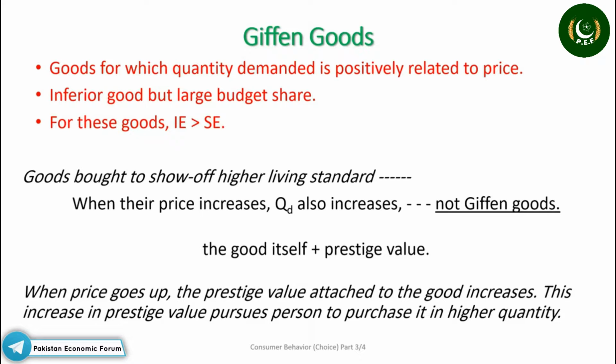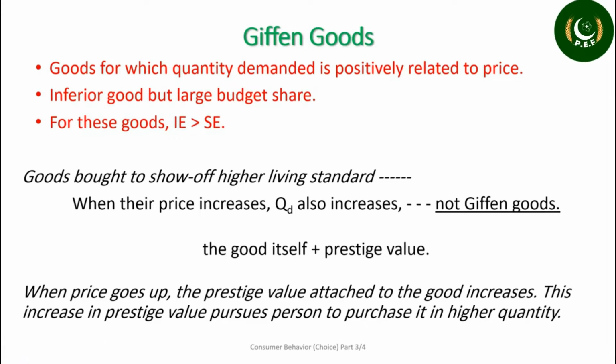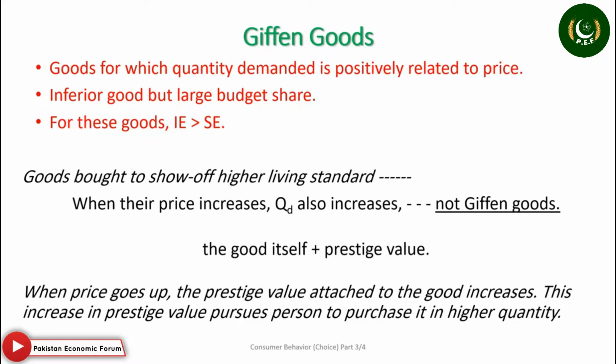There is another confusion about the Giffen goods. There are some goods that are bought to show off higher living standards. And we observe that when their price increases, their quantity demanded also increases. However, keep in mind that these are not Giffen goods. The person who buys such a good actually buys two goods. It's a two-in-one package. One is the good itself, and second is its prestige value. So, when the price goes up, the prestige value attached to the good increases. This increase in the prestige value persuades the person to purchase it in higher quantity.